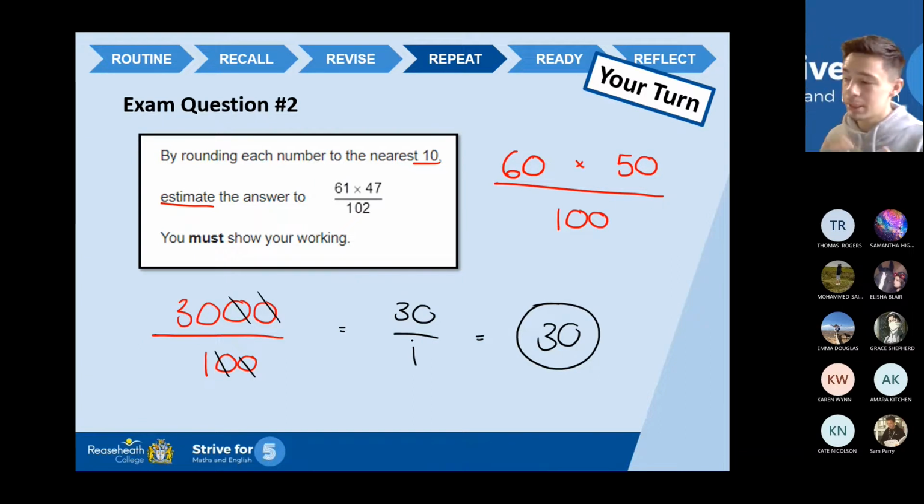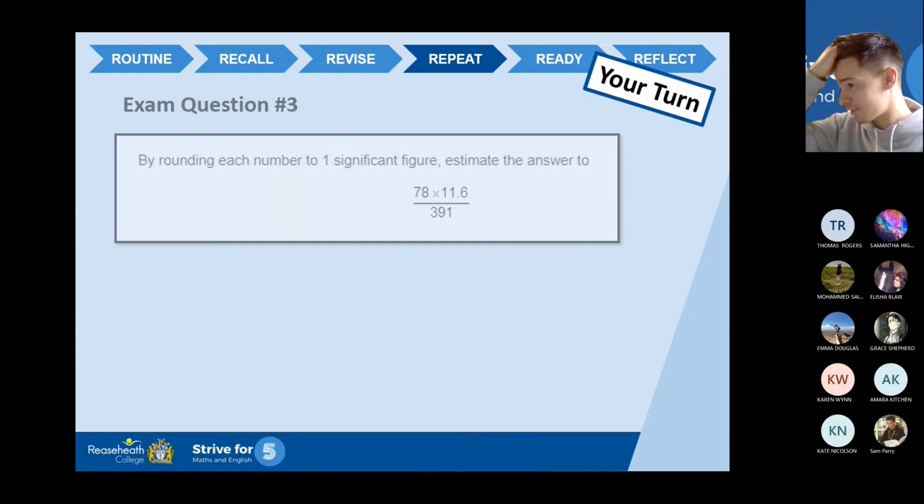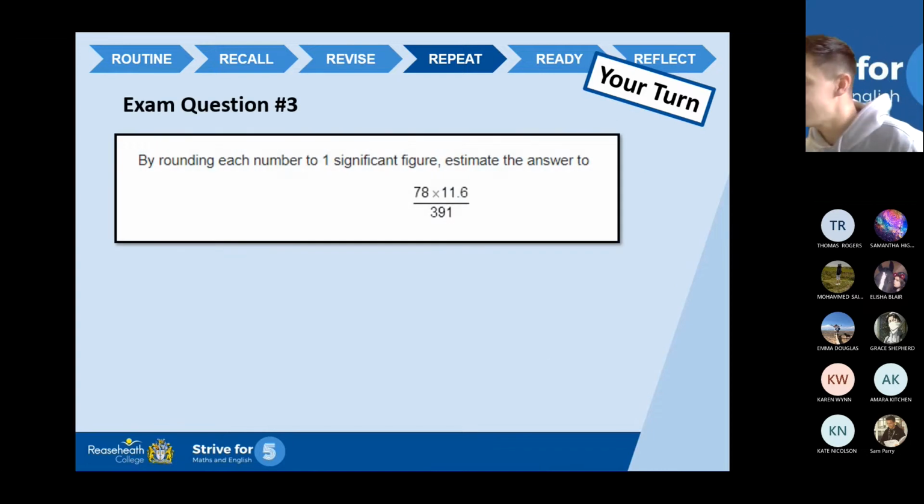30 divided by 1, well, it's going to leave you with 30. Because remember, guys, any number divided by 1 stays the same. Okay? But yeah, once again, marks for rounding effectively. All the marks for getting this final answer correct, okay, by rounding each number to one significant figure.